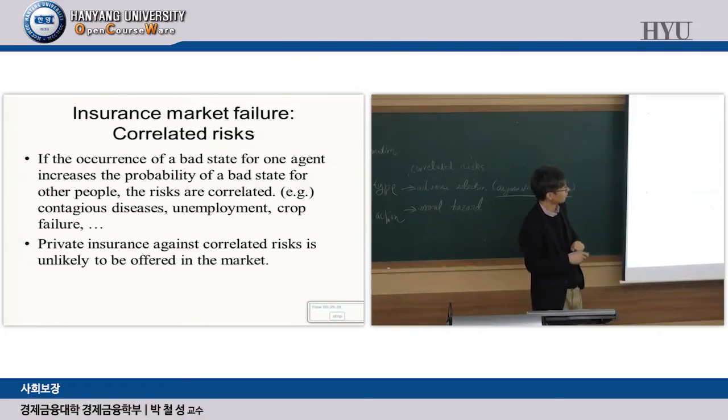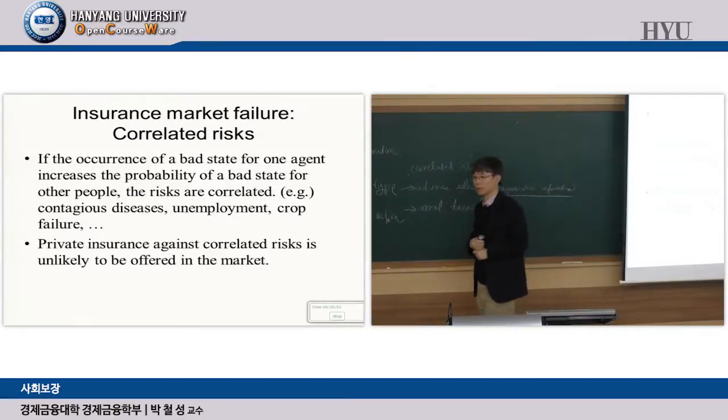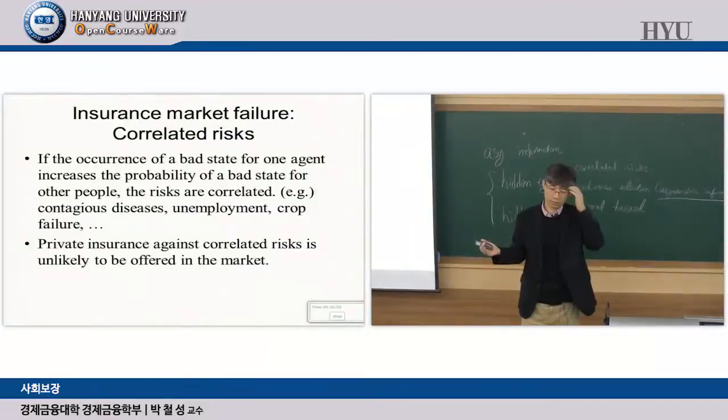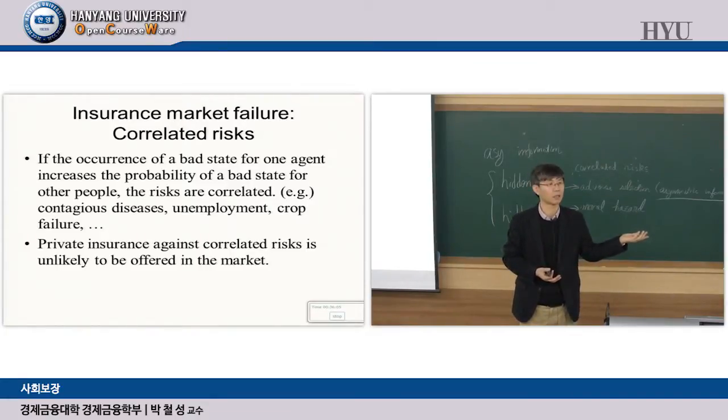Take unemployment, for example. Private insurance companies are not likely to cover unemployment, because if there is a big economic crisis, like Korea's economic crisis in 1997, or the world global economic crisis in 2008, you see millions of people suddenly lose their jobs. So you don't want to cover that kind of risk.